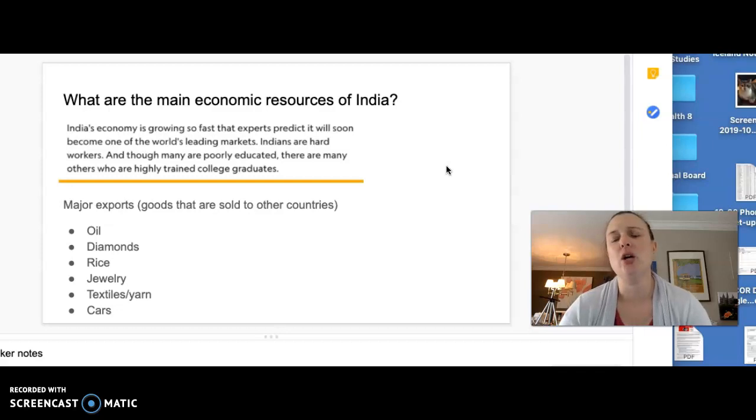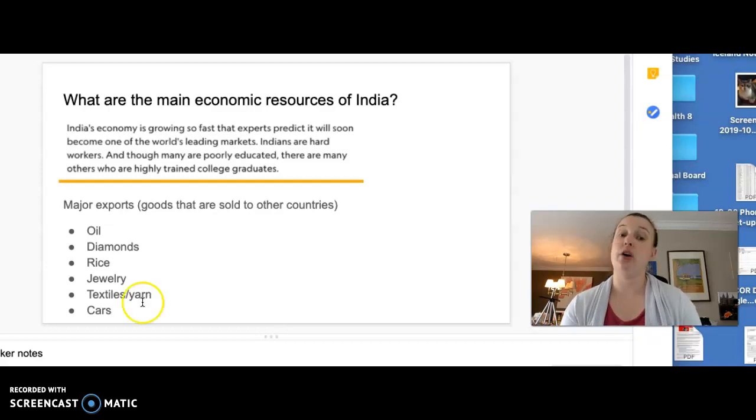I was interested in what goods are exported from India. So I was reading that oil is exported, and exported means it goes from India and other countries buy it. So they sell these exports to other countries. Diamonds are exported. Rice is grown and exported. Jewelry is made and exported. Textiles and yarn are very famous, and textiles are when you use yarn or fabric to make cloth, and you make things with that, like blankets and clothes.